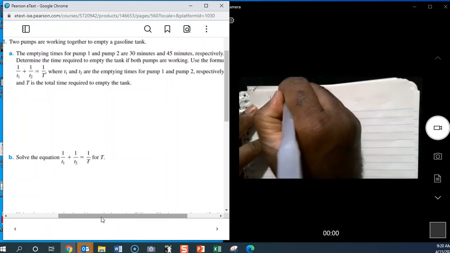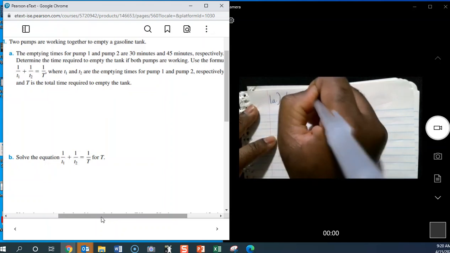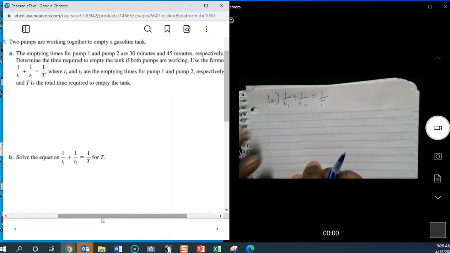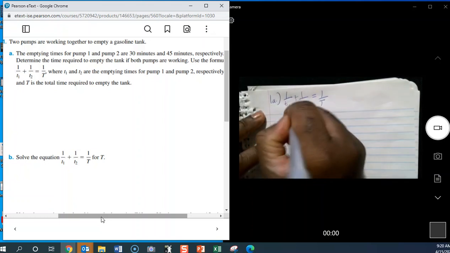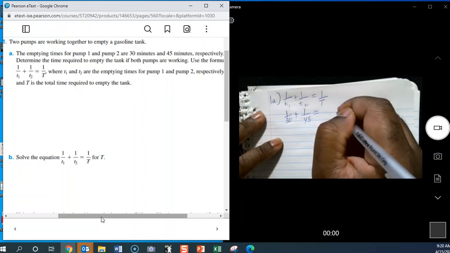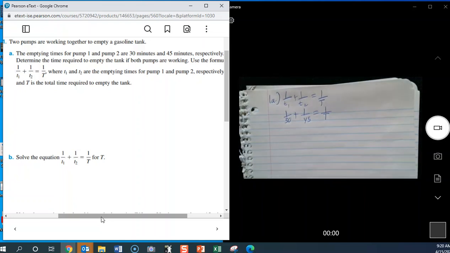So I'm going to rewrite that formula. 1 over T sub 1 plus 1 over T sub 2 is equal to 1 over T. Now we have 1 over 30 plus 1 over 45 is equal to 1 over T. With this problem, we're trying to get T by itself because we want to know the total time required to empty the tank.